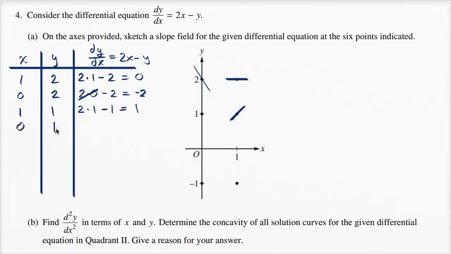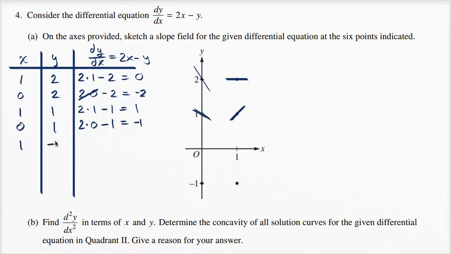And then we have x is 0, y is 1. Slope is going to be 2 times 0 minus 1, which is equal to negative 1. And so now the slope is negative 1, and just like that. Notice it's less negative than up here. It's less steep.